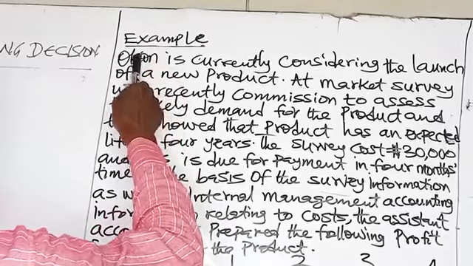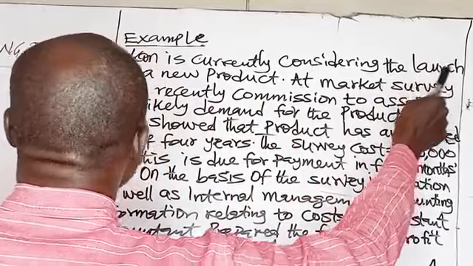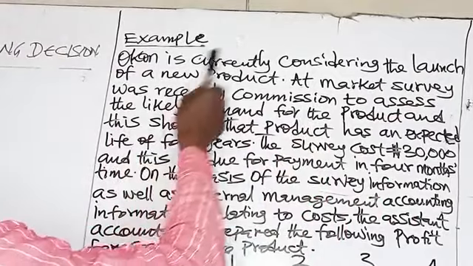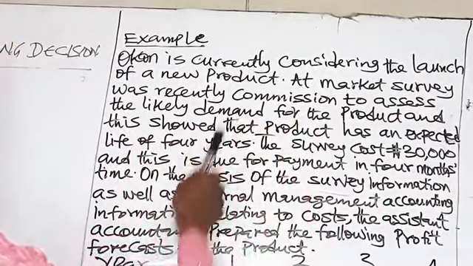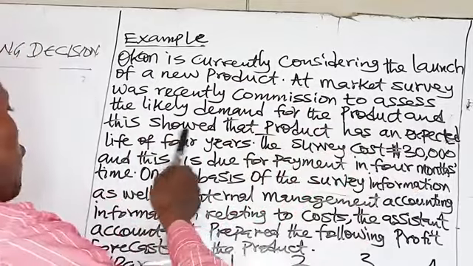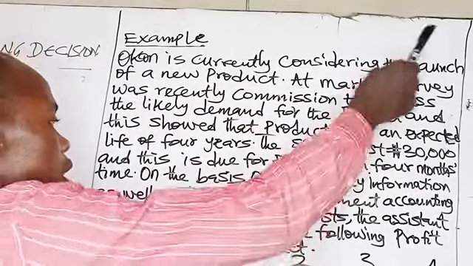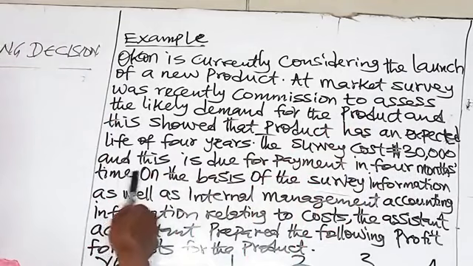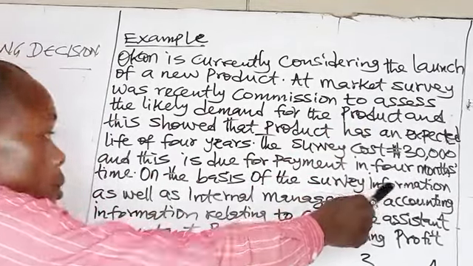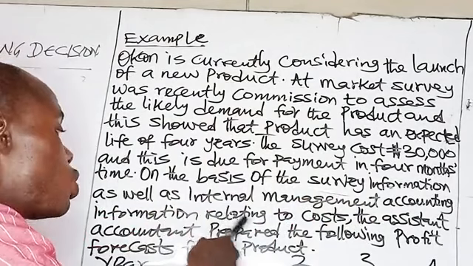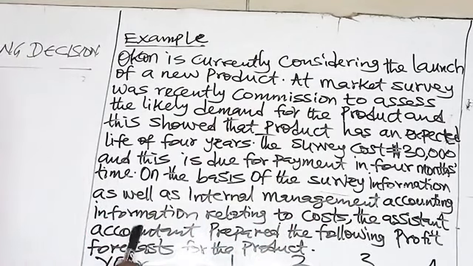Example, OCO is currently considering the launch of a new product. A market survey was recently commissioned to assess the likely demand for the product. And this showed that the product has an expected life of 4 years. The survey cost 30,000 naira, and this is due for payment in 4 months' time. On the basis of the survey information, as well as internal management accounting information relating to costs, the assistant accountant prepared the following profit forecast for the product.